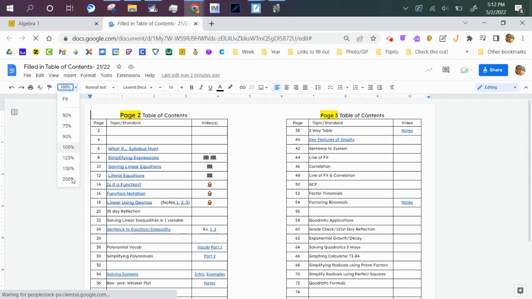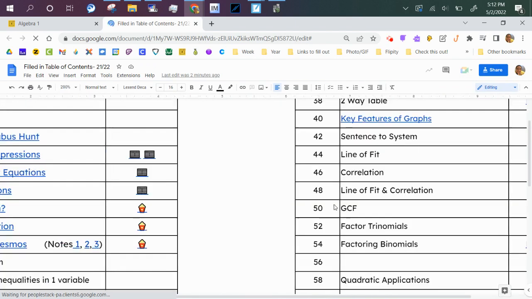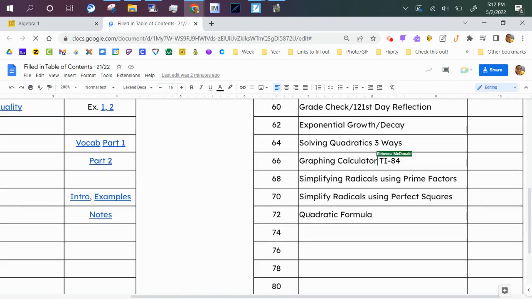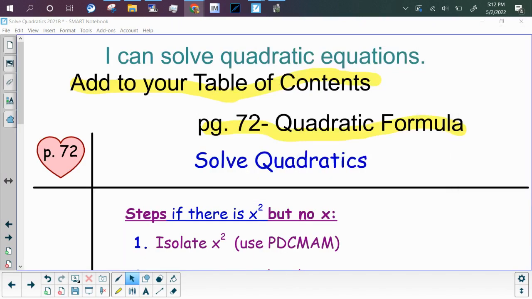Okay, so once again, we are doing page 72 today, quadratic formula. But if you need to go back and add anything you might have missed, please do that now. Okay, so we are on page 72, and today we're going to be learning about quadratic formula. It's super important. We're going to be using it all the time in Algebra 2. So you really want to make sure that you have this in your table of contents so you can find it when you're in Algebra 2.